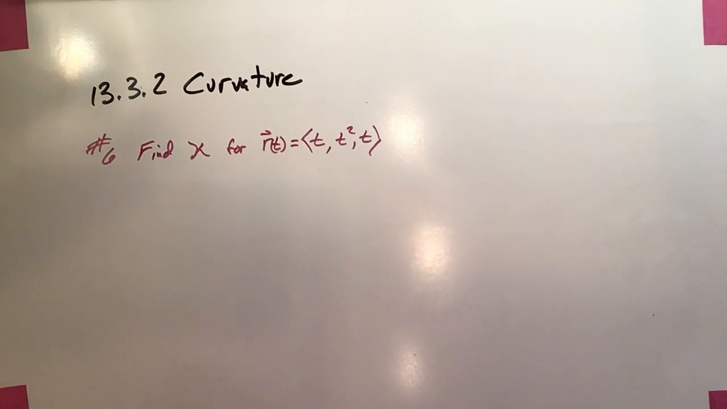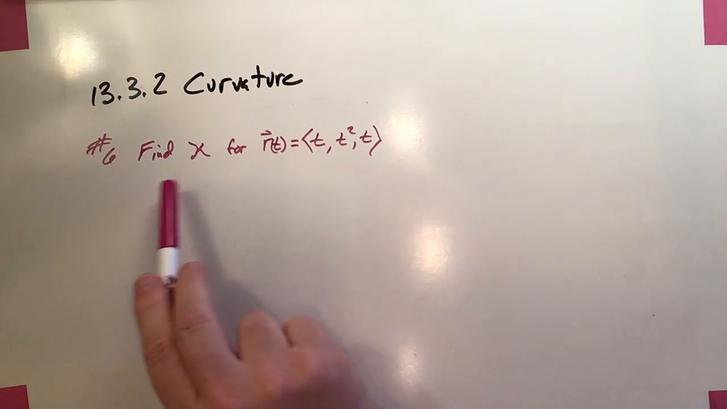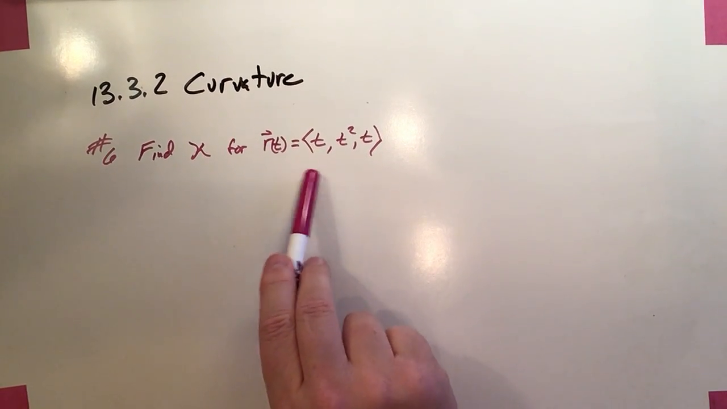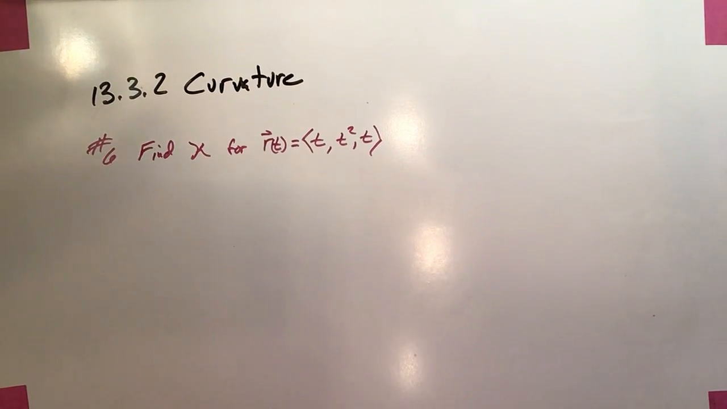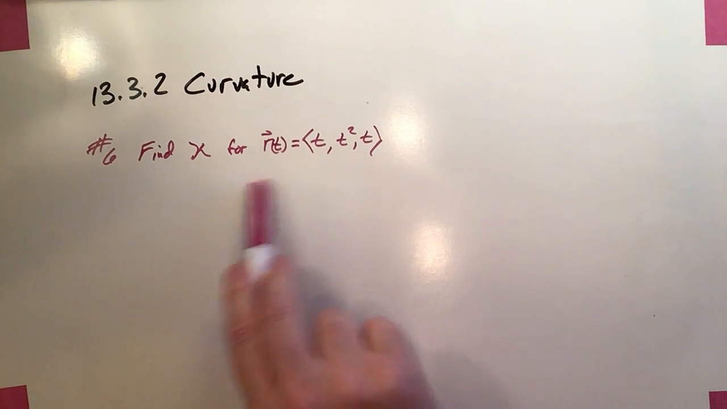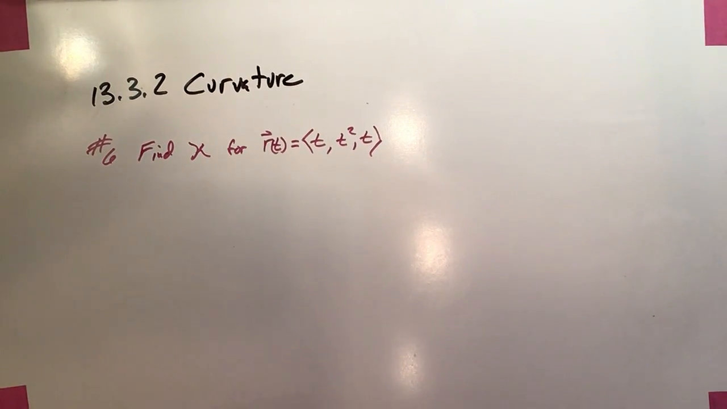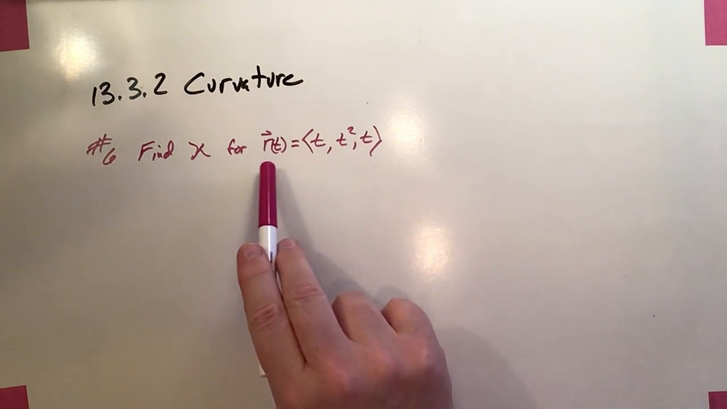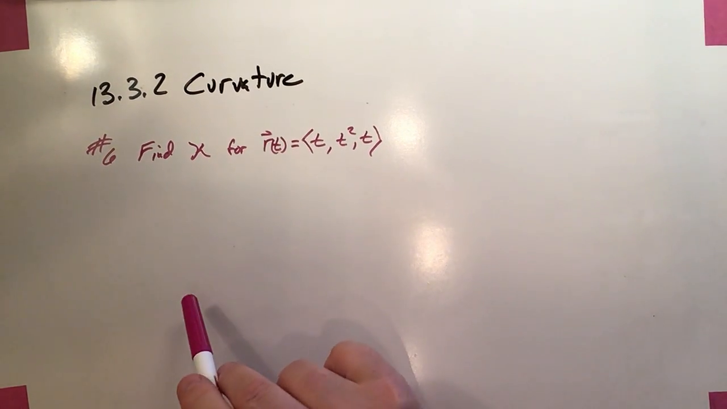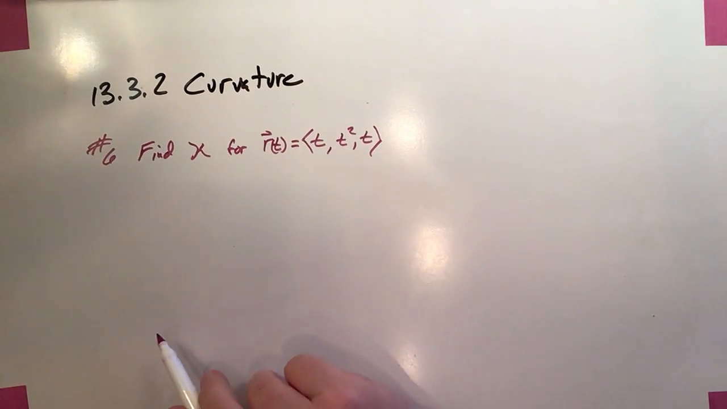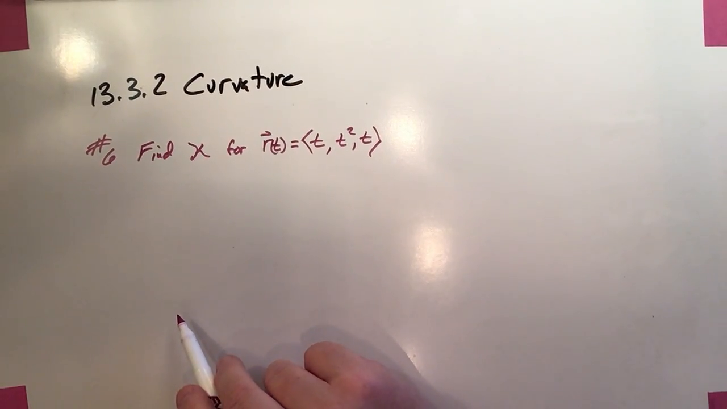Okay, this is section 13.3, second half on curvature, and this is sample question number 6. We're asked to find the curvature for the vector function r(t) equals t, t squared, and t. Well, one way to do this, of course, is to use arc length parameterization, and then to find the curvature through the reparameterized variable. But we're going to see in this case, that's not going to work out.